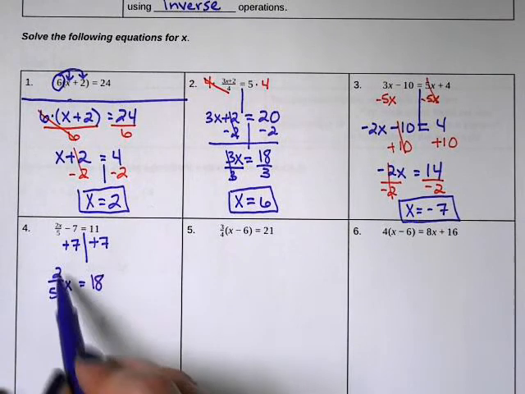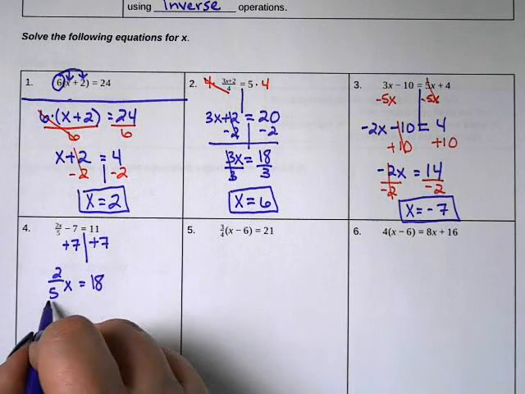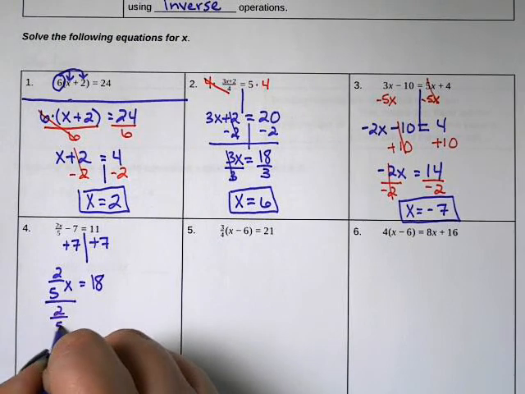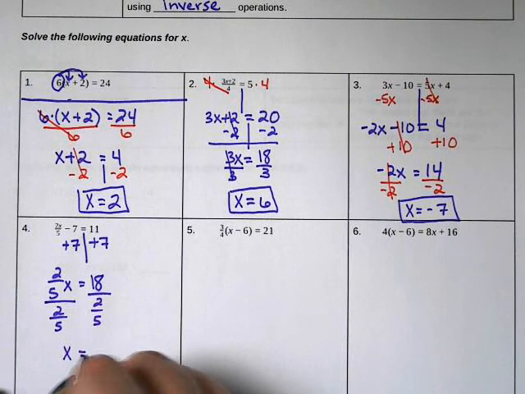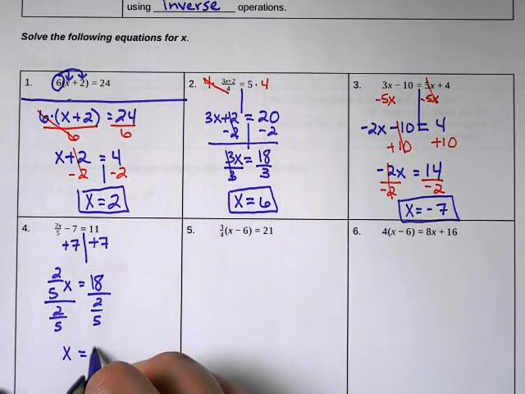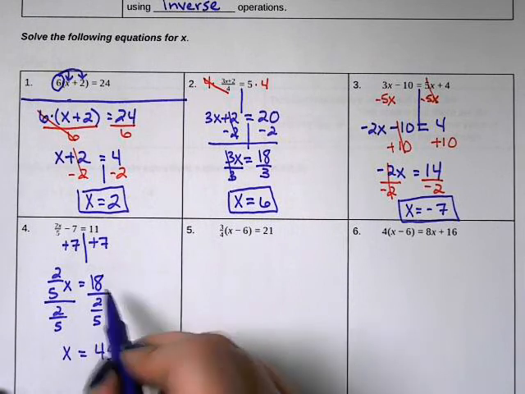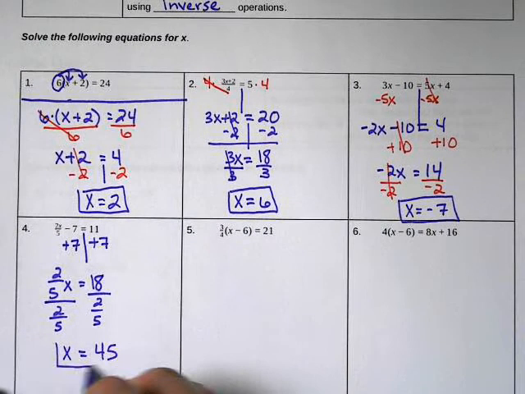And we know that 2 over 5x, those are being multiplied, so the way to undo it is to divide by 2 over 5. So we get x is equal to, let's see, 45? Yeah, 45.